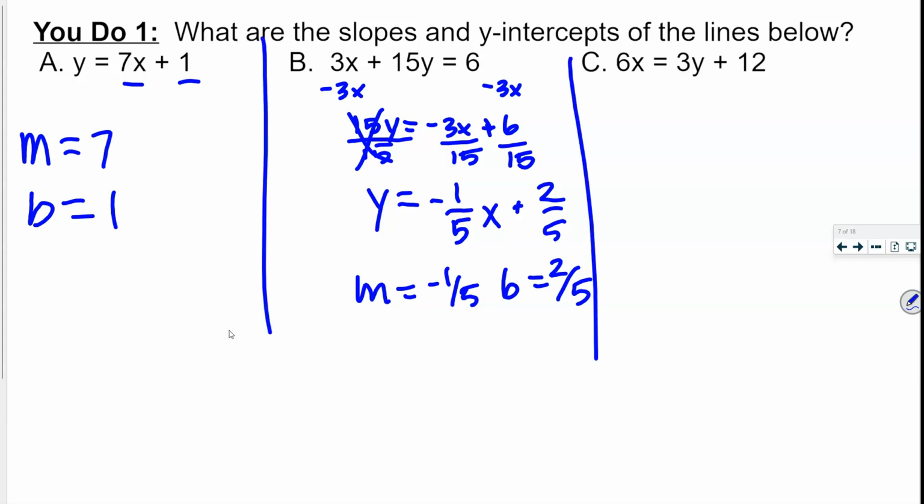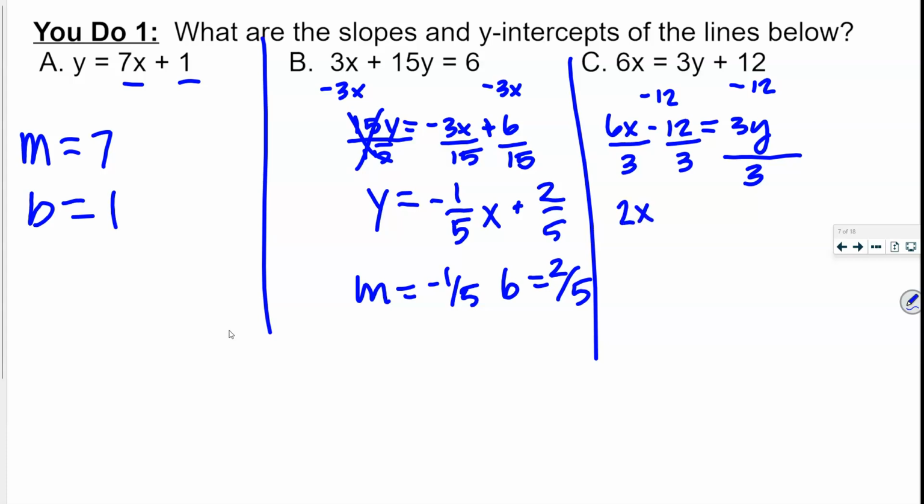One more. So once again, I'm going to subtract this 12 from both sides. So this is going to be 6x minus 12 is equal to 3y. We're going to divide everything by 3 because we're trying to get that y by itself. So divide everything by 3. 6 divided by 3. Remember, you just do the coefficients in front of that x. So that is going to be 2x. Negative 12 divided by 3 is going to be negative 4, and that's y, right?